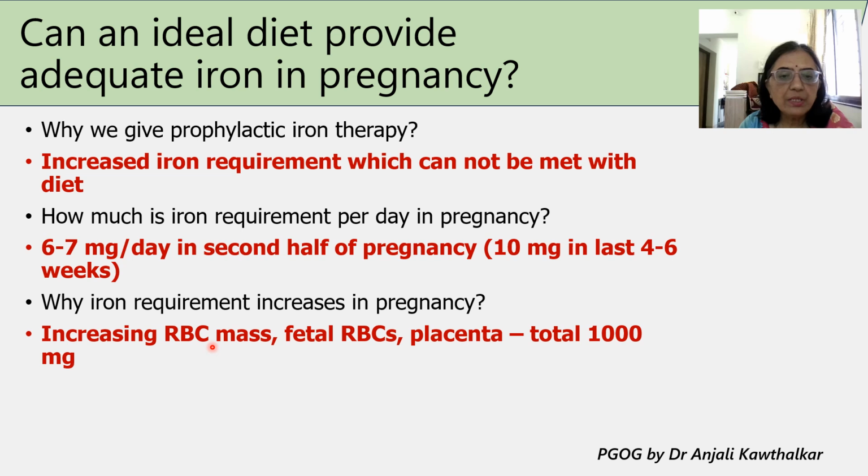Now, why does iron requirement increase in pregnancy? There is increasing RBC mass. Fetal RBCs are forming. Fetus also needs more iron. Placental development takes place, and all these lead to the total iron requirement in pregnancy, which is around 1000, I'm sorry, it is around 1000 milligrams.